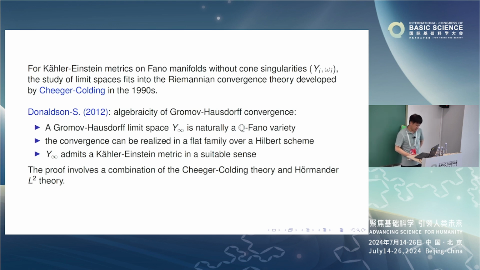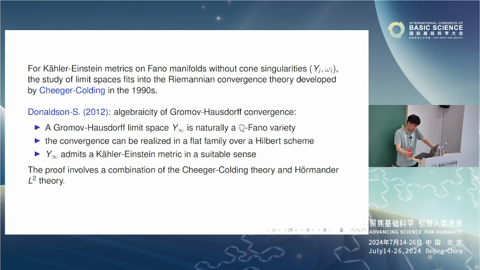In a related context, for Kähler-Einstein metrics on Fano manifolds without the cone singularities, say a sequence omega_i of smooth Kähler-Einstein metrics, the study of limit spaces fits into the Riemannian convergence theory developed by Cheeger-Colding in the 1990s. This is joint work with Donaldson. In this context, we proved the algebraicity of Gromov-Hausdorff convergence. So the Gromov-Hausdorff limit space is naturally a Q-Fano variety, a Fano variety with mild singularities.